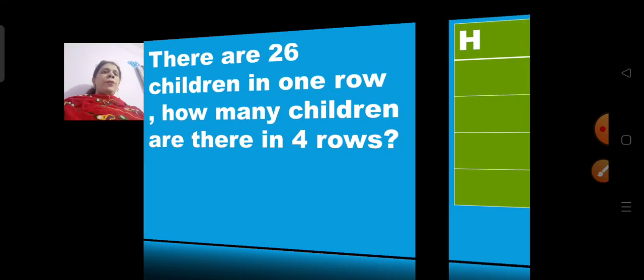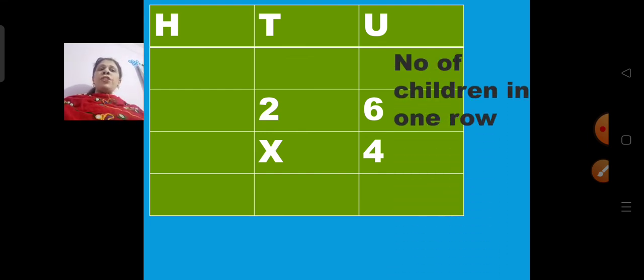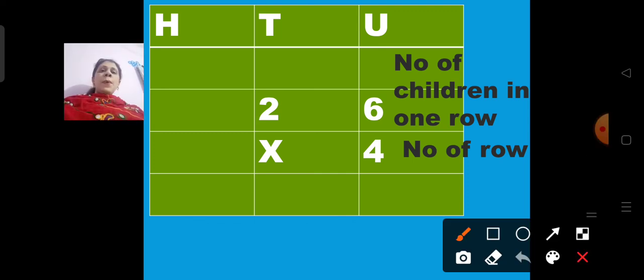So first we are going to arrange the numbers according to their place value. After arranging, we are going to write number of children in one row. It's how much? 26. So then we are going to write number of row is how much? 4. Now we will multiply. 6 1s are 6, 6 2s are 12, 6 3s are 18, 6 4s are 24. So for 24 I will write 4 here and 2 I will carry over.